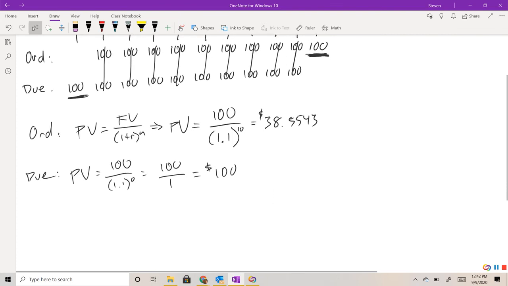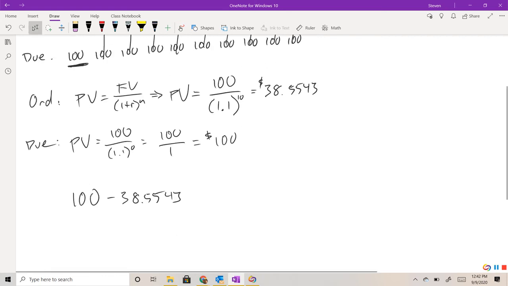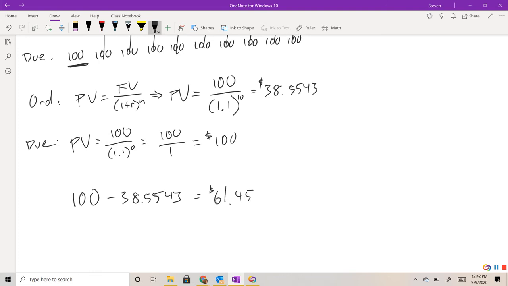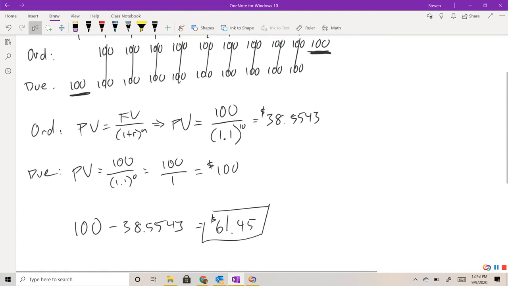So the annuity due is more valuable in terms of present value, and to figure out how much more valuable, we can take the present value of the one cash flow from the annuity due minus the present value of the one cash flow from the ordinary annuity. I get 61.45 roughly. So the annuity due in terms of present value is worth $61.45 more than the ordinary annuity.